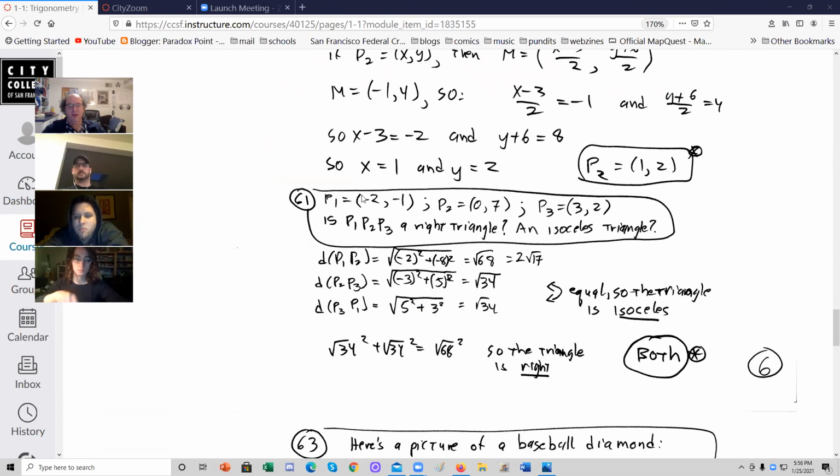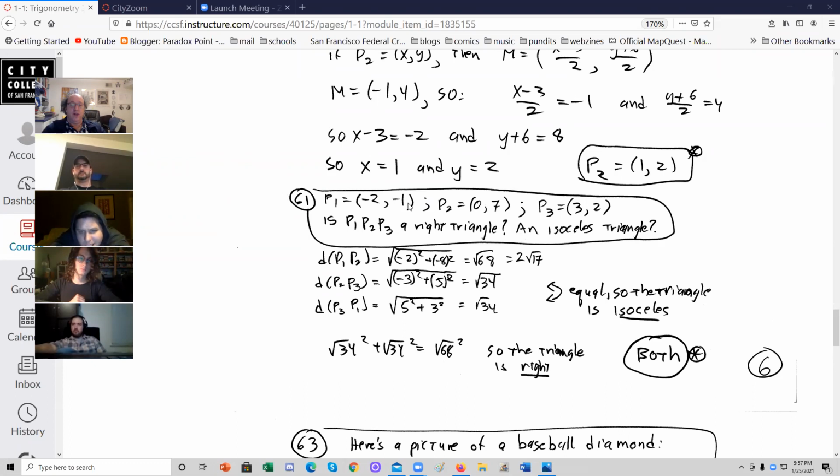Here we have 3 points, (-2, -1), (0, 7), and (3, 2). Is P1, P2, P3 a right triangle? Is it an isosceles triangle? A right triangle is one with a 90-degree angle at a corner, and it will obey the Pythagorean theorem, a squared plus b squared equals c squared. An isosceles triangle is a triangle with 2 equal sides.